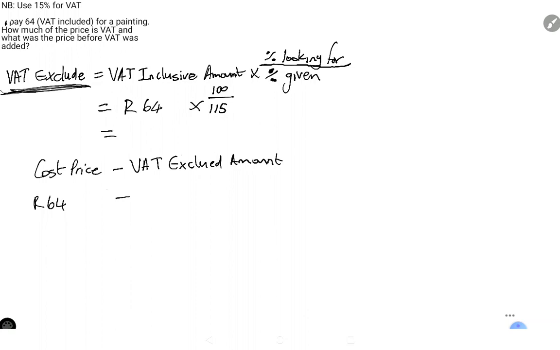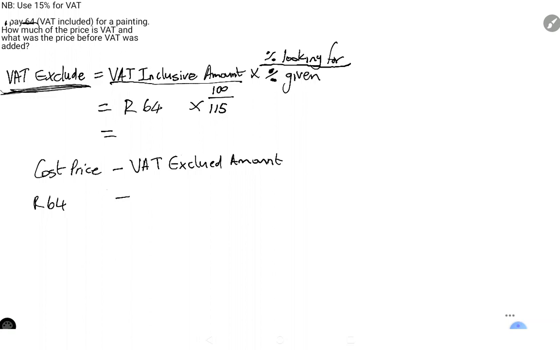So the formula that I made up says VAT excluded equals VAT inclusive amount. This amount will be the amount that they gave to us, because they told us that the amount has VAT in it, right? And then how you're going to get the VAT excluded amount is you have to multiply. Now listen, this is very important. You multiply by a percentage that you're looking for, right?